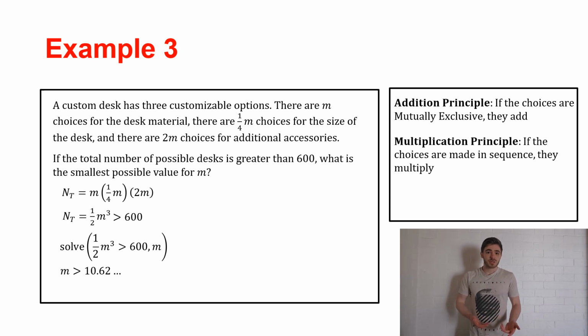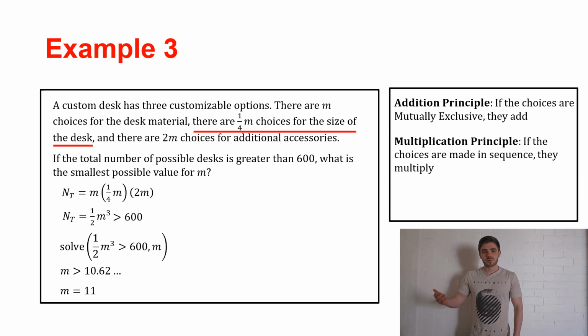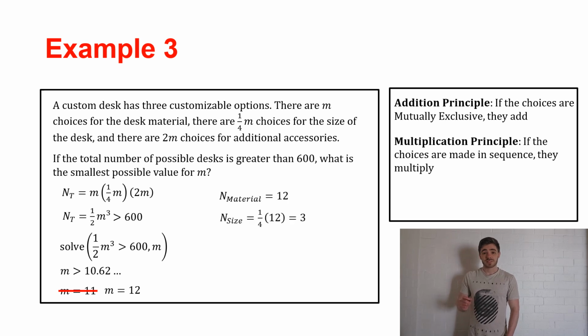Well, this gives us a decimal answer, but it doesn't really make sense to have a fractional number of choices, so usually we would just round that up to 11 and call it a day. But that doesn't actually avoid having a fractional number of choices. There are a quarter of m choices for the desk size, and if you choose 11, well, that's going to give you 11 over 4 choices for desk size. That's still a fraction. So what we're going to do is round that up to the nearest number again, which is going to be 12. That would give 12 choices for desk material, 3 choices for desk size, and 24 additional accessories.